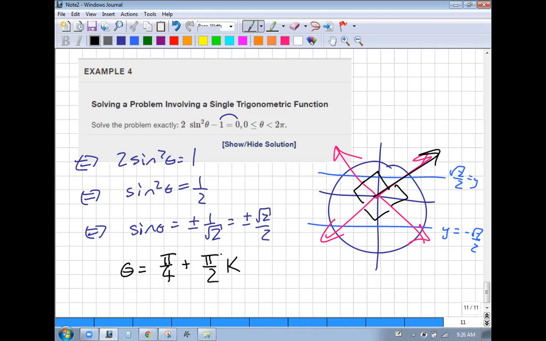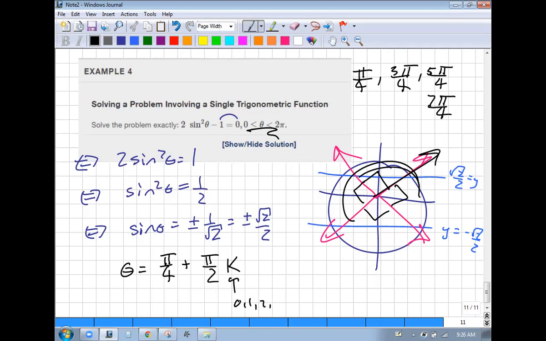Right? So you don't always just throw on 2 pi. You want to look at your circle there so you can write down your solutions. They only want the ones between 0 and 2 pi. So that would be pi over 4, 3 pi over 4, 5 pi over 4, and 7 pi over 4. Well, that's when k here is 0, 1, 2, or 3, right?